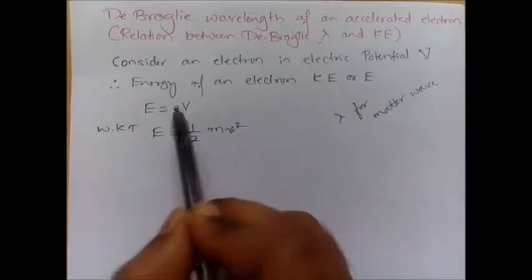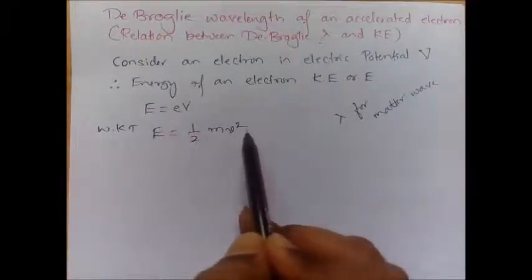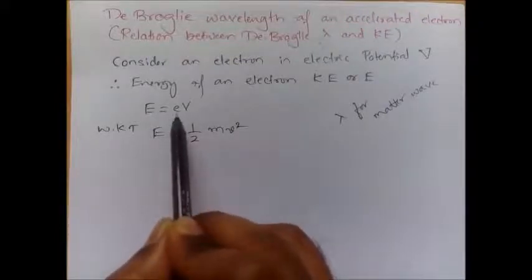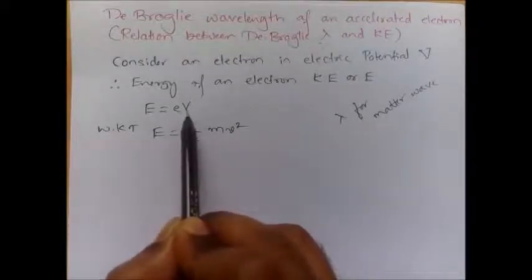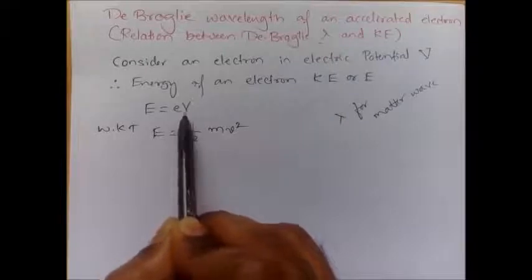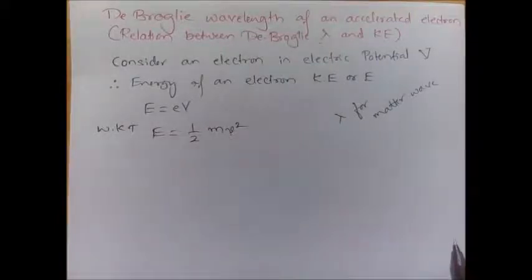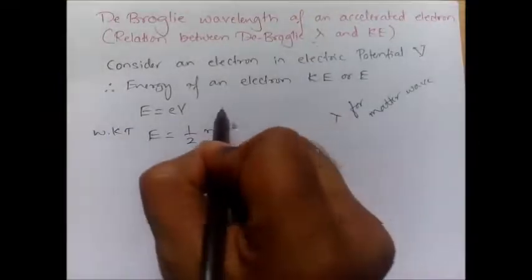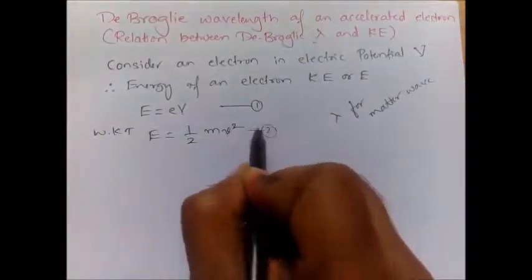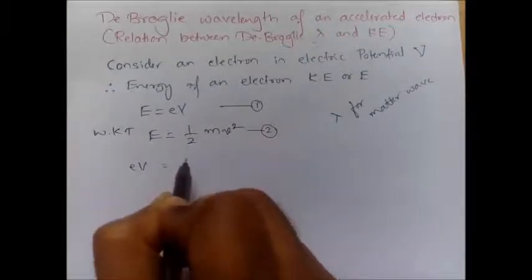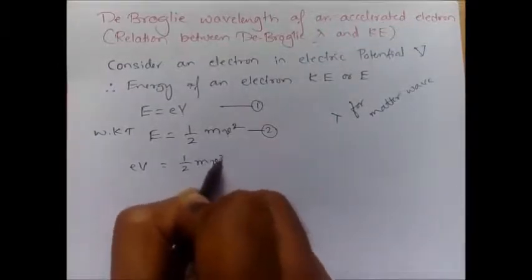That kinetic energy can be written as half mv square, and the energy associated with that electron is E into capital V. Capital V is a potential, or we can say the voltage applied there. This is the velocity of that particular electron. So now let us equate, let us say this is equation number 1 and this is equation number 2, and this will be EV is equal to half mv square.